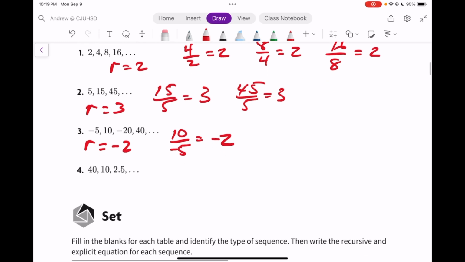And finally, number 4 is a decreasing type of sequence. It's getting smaller and smaller. So 10 divided by 40, that's 0.25. And so is 2.5 divided by 10, also 0.25.